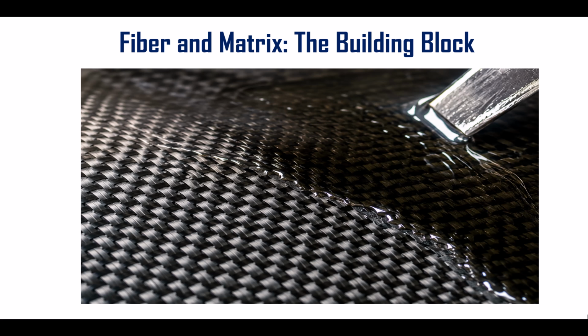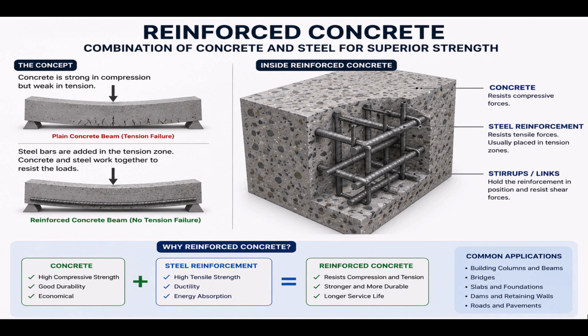Now let's understand this concept with a familiar engineering example. To better understand composite materials, let's compare them with something we already know: reinforced concrete. Concrete is very strong in compression but weak in tension. To overcome this limitation, steel reinforcement bars are embedded inside the concrete. The concrete resists compressive load while the steel carries tensile load. Together, they perform much better than either material alone.